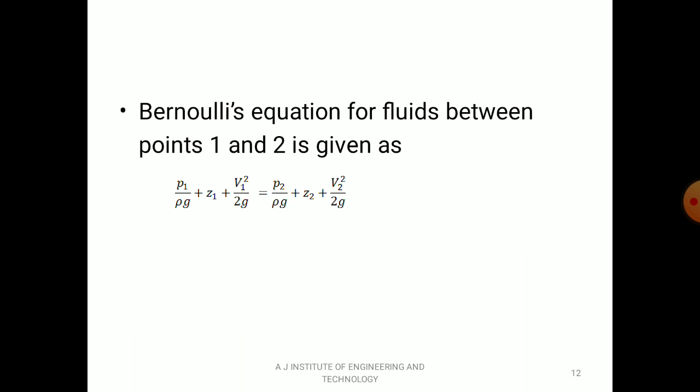Bernoulli's equation for fluid between points 1 and 2 is, as I told, P1 divided by rho g plus Z1 plus V1 square divided by 2g equals P2 divided by rho g plus Z2 plus V2 square divided by 2g. P1 by rho g is pressure energy at section 1, Z1 is potential energy at section 1, and V1 square divided by 2g is kinetic energy at section 1. Similarly, P2 by rho g, Z2 and V2 square divided by 2g are the pressure energy, potential energy and kinetic energy respectively at section 2.